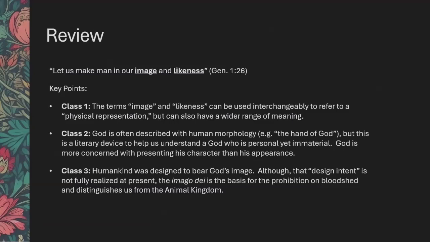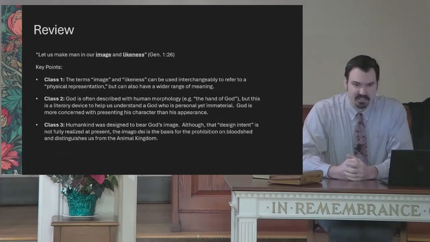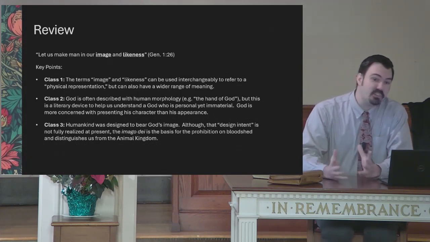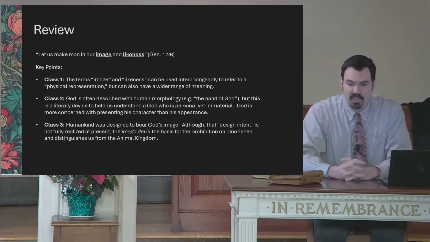Class 2, we looked at some of these expressions that speak of God as if he has a physical form, right? So the hand of God, God talks about making his arm bare, like rolling up his sleeves. Does God really have arms? Does he have a face that we can see? In many passages of Scripture, he is described in these kinds of human terms.